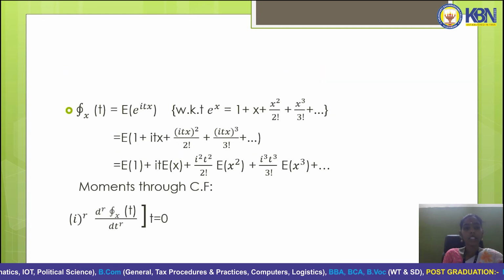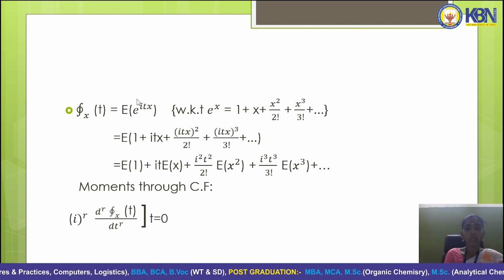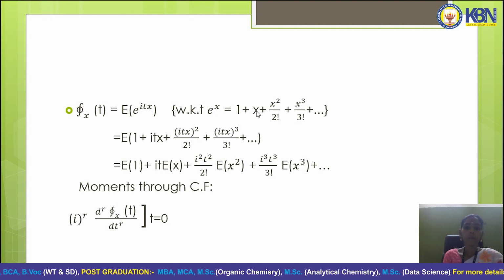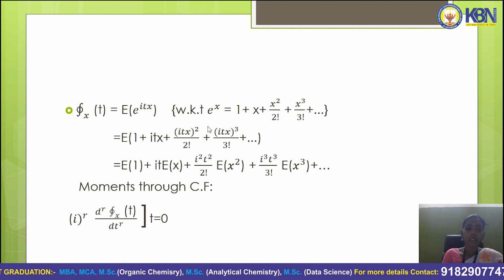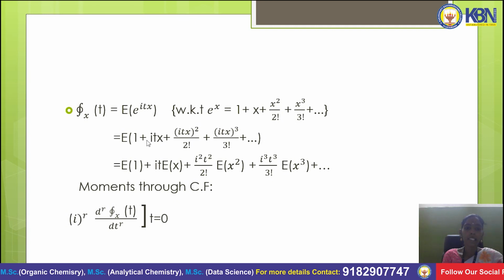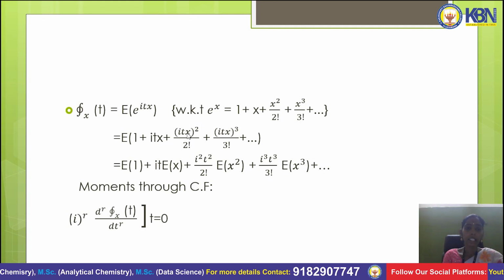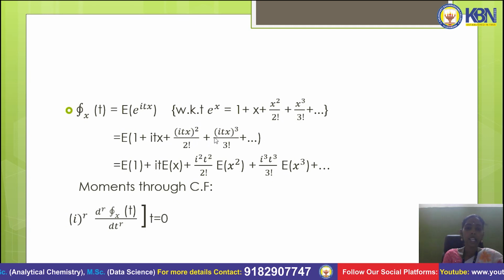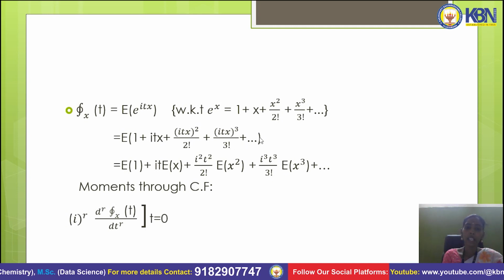We can further define this as phi_X of t equals expectation of e power itX. We know that again the expansion of e power x is equal to 1 plus x plus x square by 2 factorial plus x cube by 3 factorial and so on. We can substitute this here. So expectation of 1 plus itx plus (itx) square by 2 factorial plus (itx) cube by 3 factorial and so on.